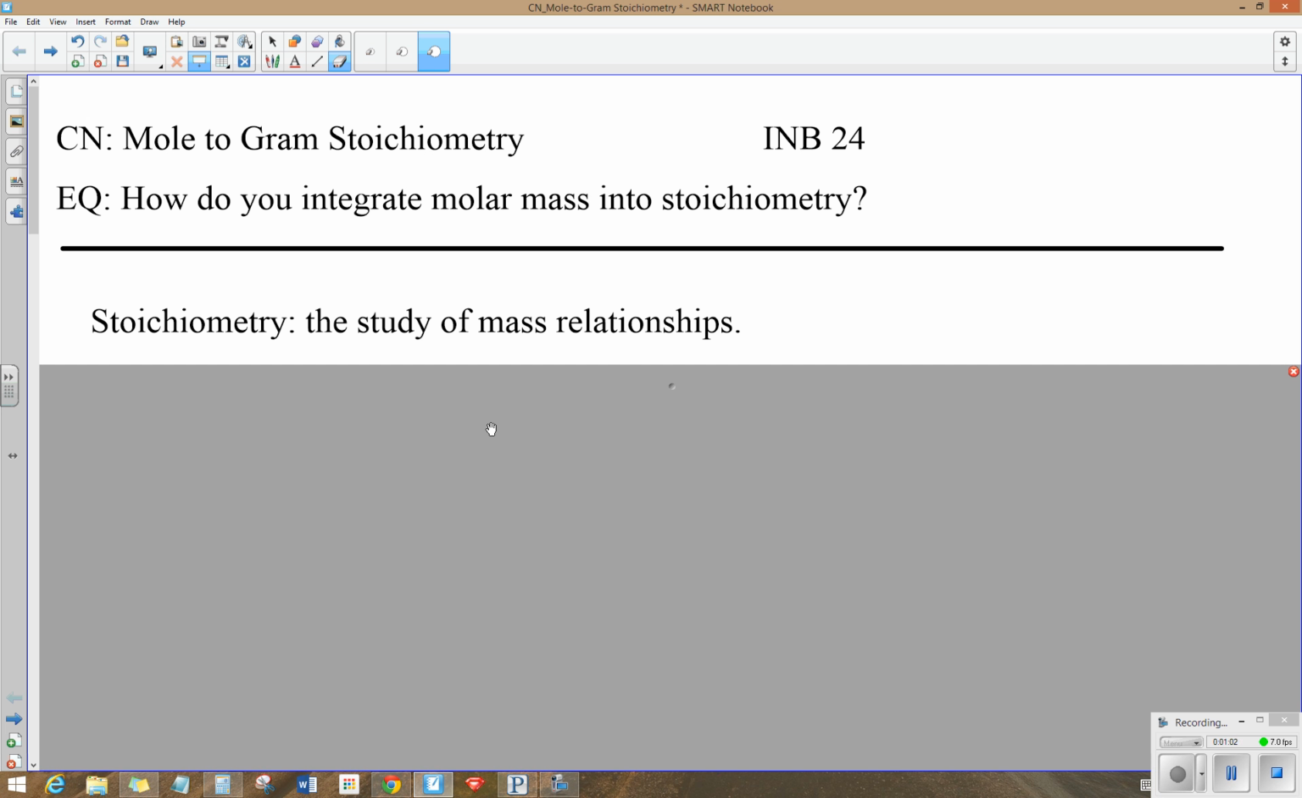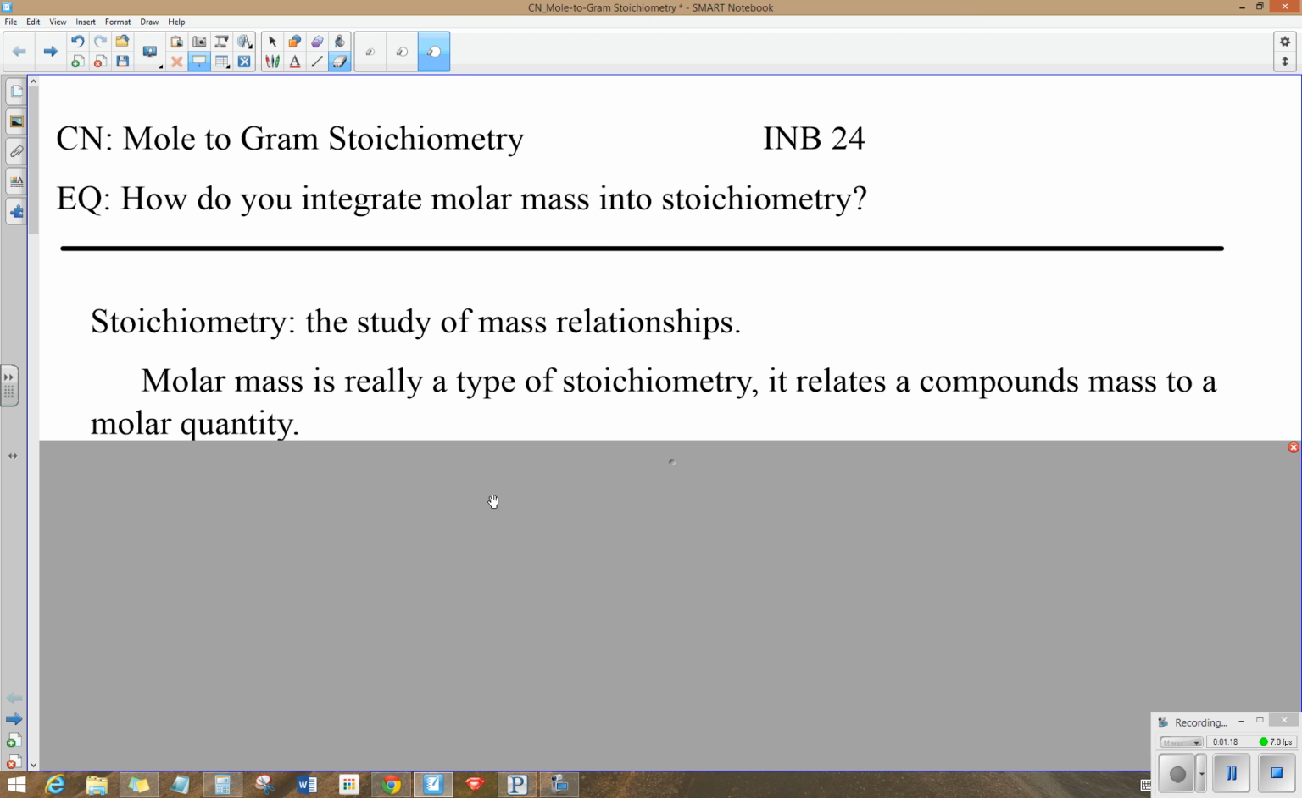So how does the mass of one object compare to the mass of another object? And usually it is two objects that are interacting with each other somehow. For chemistry, we're talking typically about a chemical reaction. So the molar mass was really the first type of stoichiometry we looked at, but we didn't call it that at the time. It relates a compound's mass to its molar quantity.